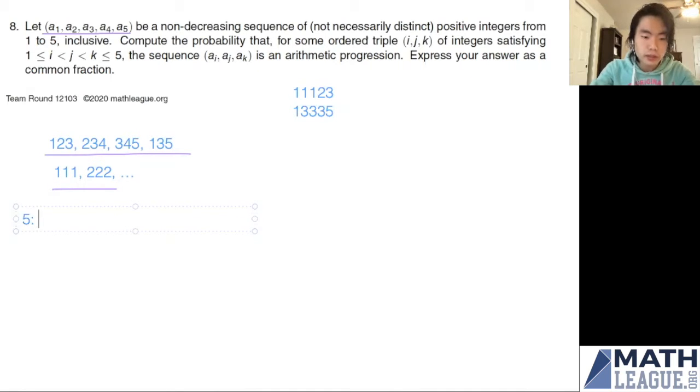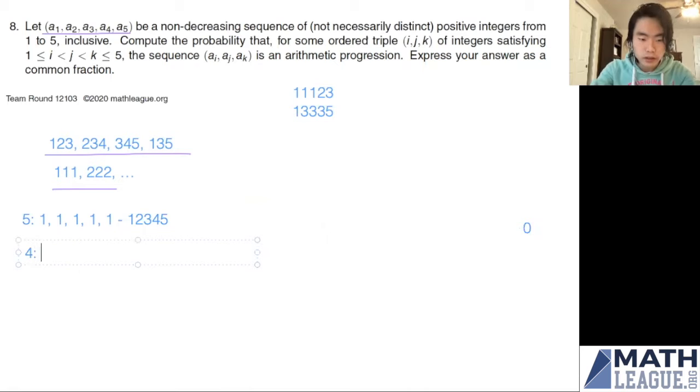So for the 5 case, the distribution has to be 1, 1, 1, 1, 1, where we have one of each digit. And so the only possible sequence is 1, 2, 3, 4, 5. And this clearly contains 3 numbers that form an arithmetic progression. Just take any three of them. So the number of non-decreasing sequences that don't contain an arithmetic progression is 0. And now we'll consider the 4 case.